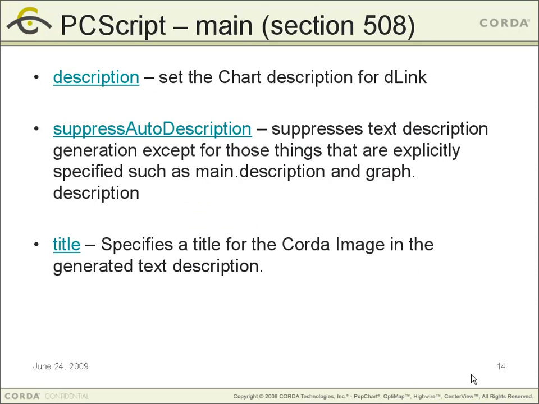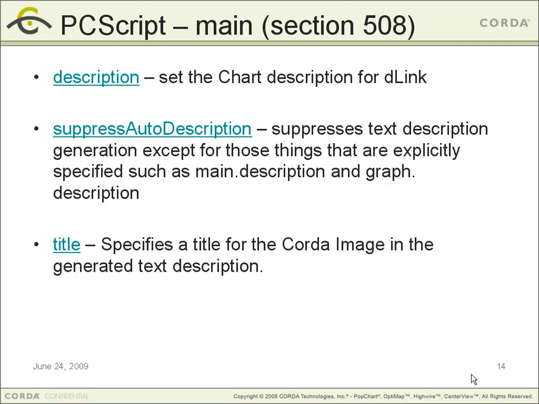The next three items we'll talk about all have to do with Section 508, which is equal access for those who are visually impaired or blind. This is done by generating a text description of the images that are created. The text description is based on a file, and we won't get into how that is all done in this section, but we wanted to talk about the PCScript as it relates to this text description.